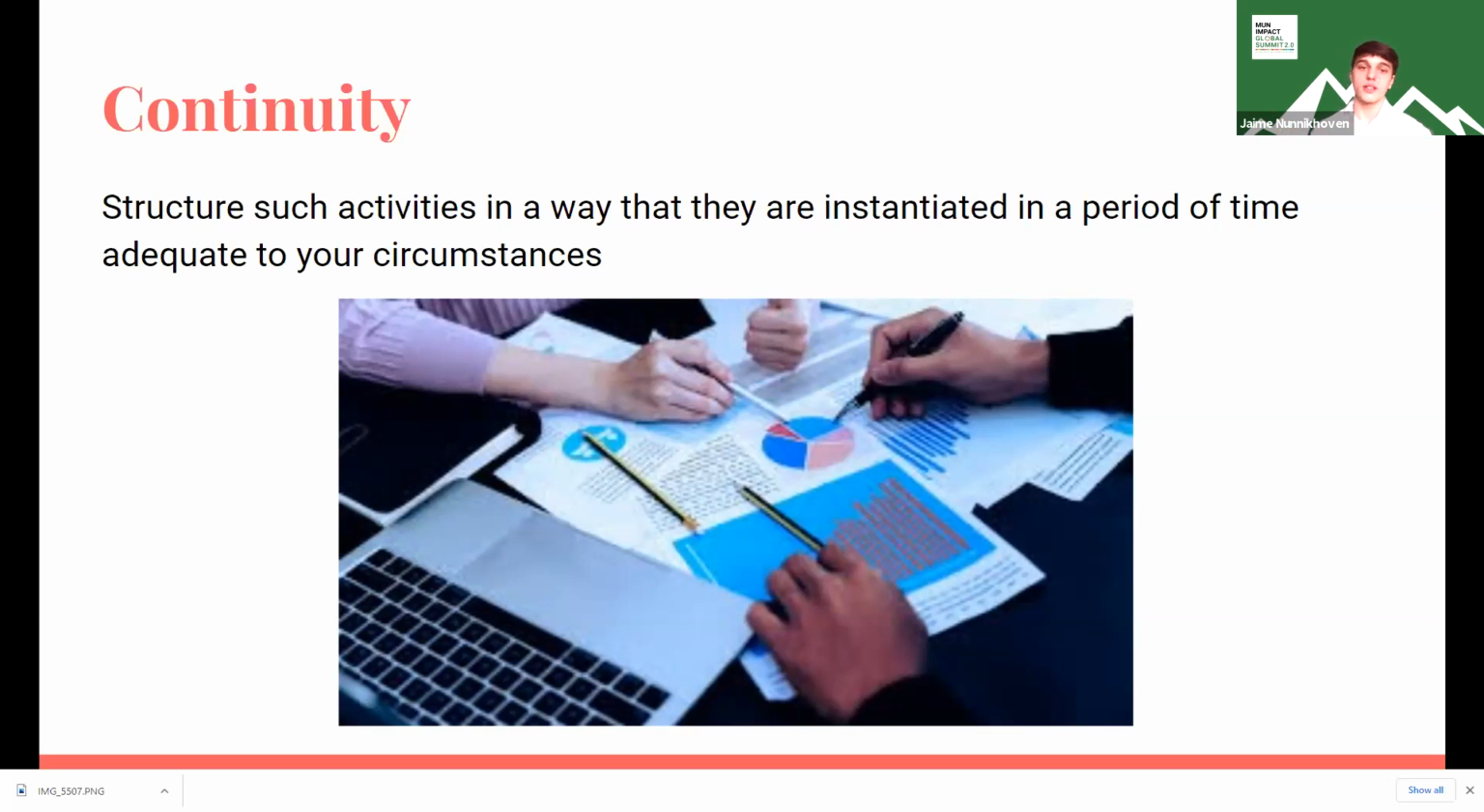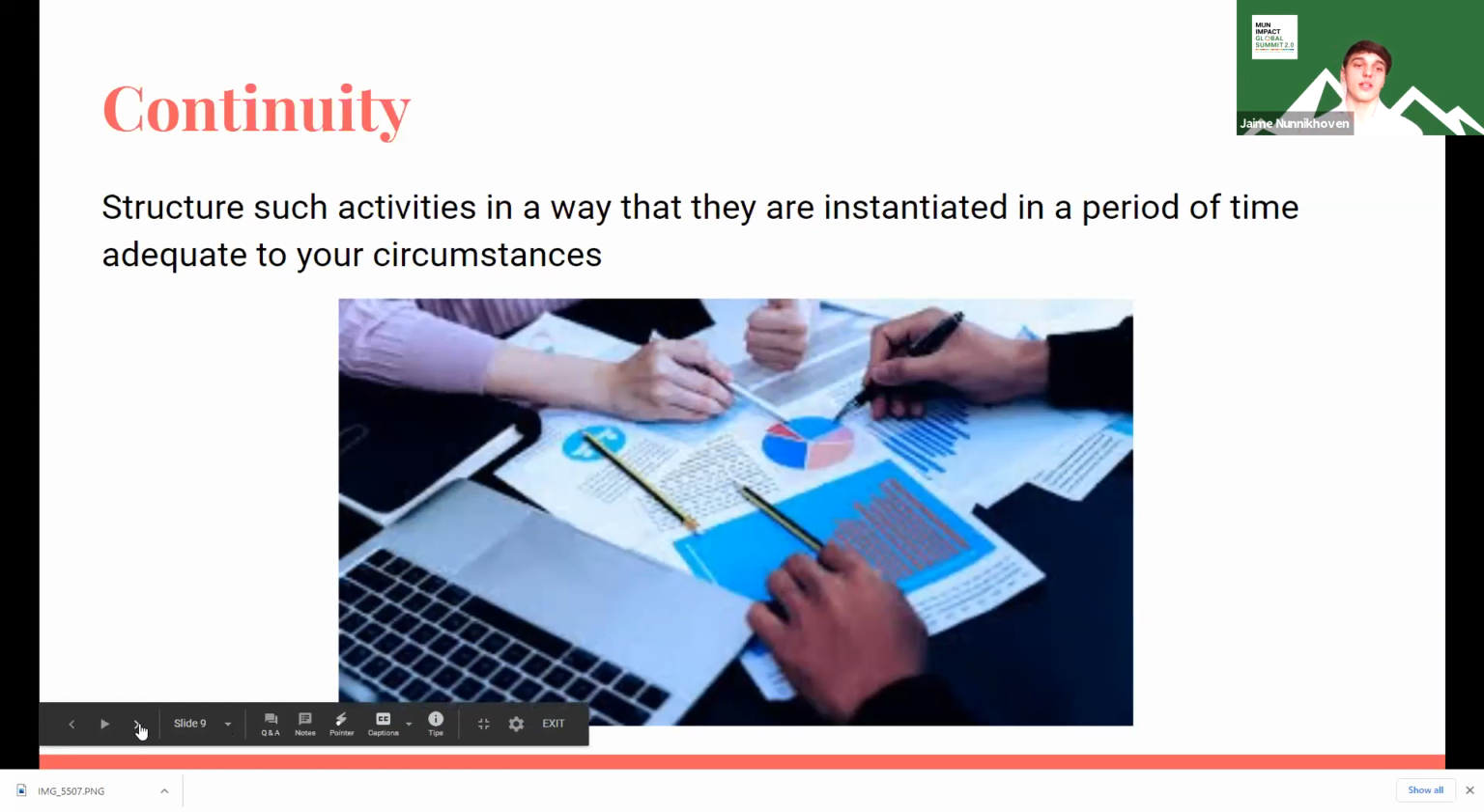So continuity: structure such activities in a way that they're instantiated in a period of time adequate to your circumstances. If it's in a school and you're mostly working with schoolmates in your club, it's not very useful to have this goal and be really keen on it, but then you have exams coming up. So instantiate things in a way that you can actually do them. Don't create impossible tasks, is basically what I'm saying.